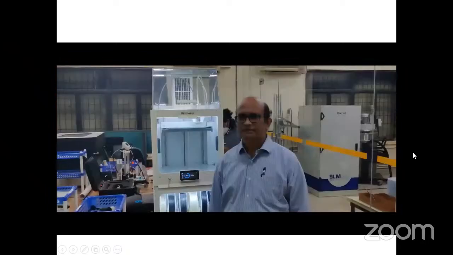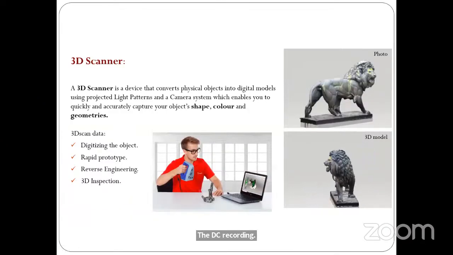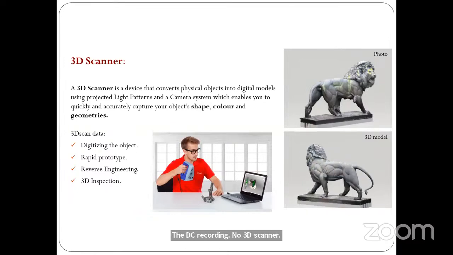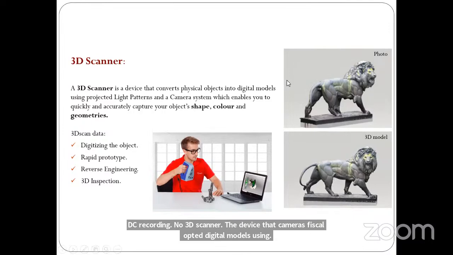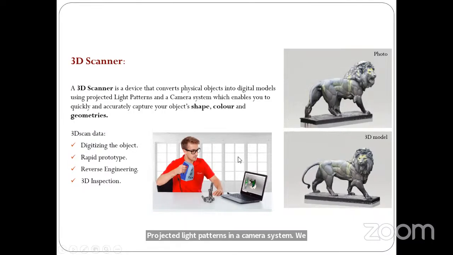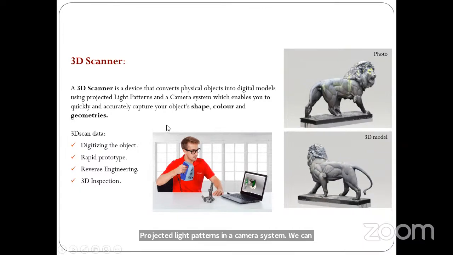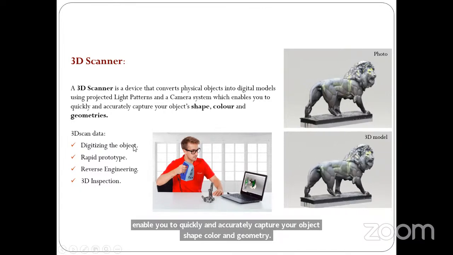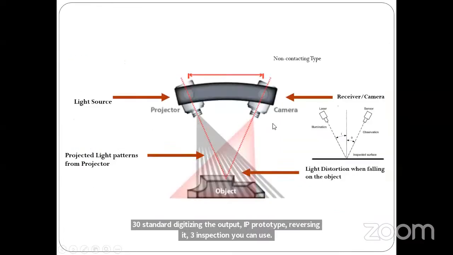So this is regarding our 3D scanner, a device that converts physical objects into digital models using projected light patterns and a camera system, which enables you to quickly and accurately capture your object's shape, color, and geometries. A 3D scanner is used for digitizing objects, rapid prototyping, reverse engineering, and 3D inspection. This is how it works.